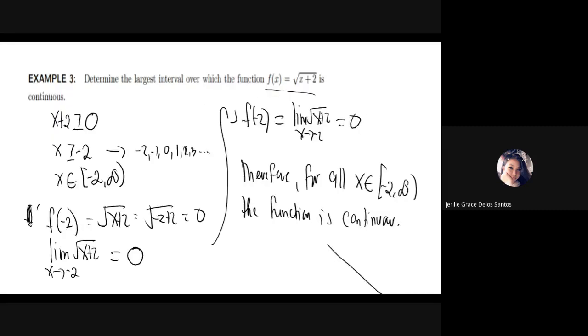I was still explaining, and I went over our lesson last week, that f of c exists, the limit exists, and so on. You don't need to show the solution, because by just looking at the domain, you can immediately state whether the given function is continuous at a given open interval or at a given interval.